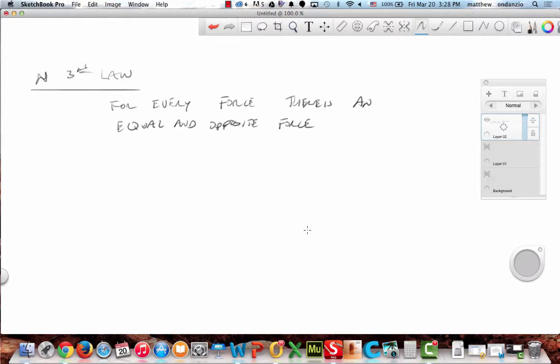What's happening with the ruler? It's bending. It's bending.